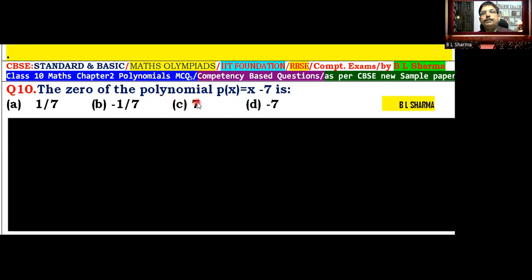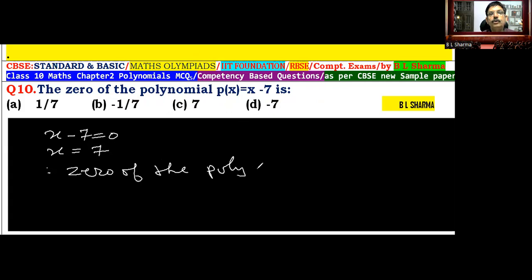The zero of the polynomial, this is a linear polynomial, x minus 7, will be. What will be the zero? For the zero, what do we do? We put the polynomial equal to 0. Whatever the polynomial is, put it equal to 0. So x is equal to 7. Therefore, the zero of this polynomial will be 7. Therefore, C is the correct option.